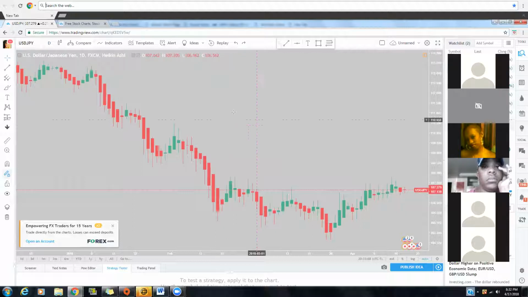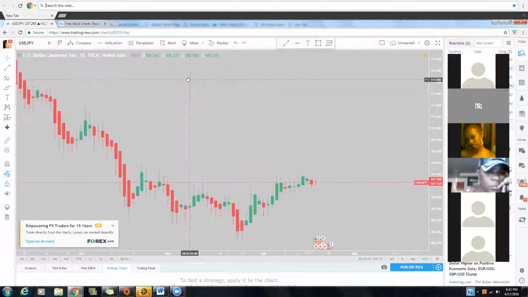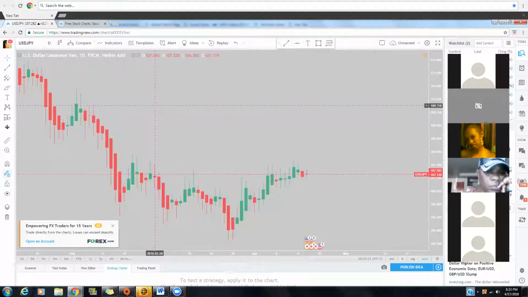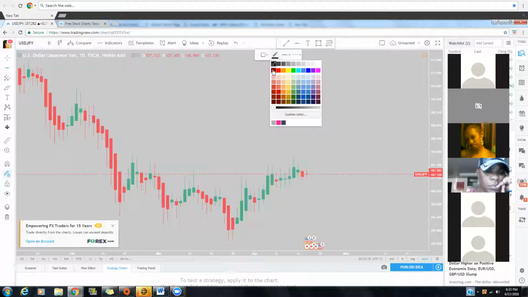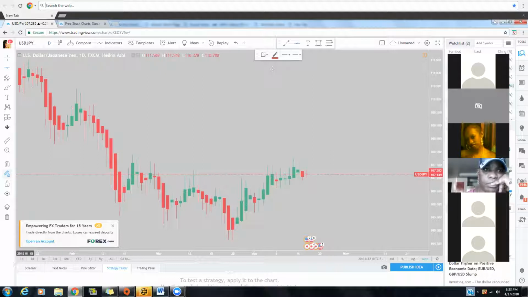So to mark up your daily chart, we want to use our horizontal line, and our daily chart is always marked up in burgundy. We use different colors to signify each chart. So your daily chart is going to be burgundy, your 4-hour chart is red, and your 1-hour chart is orange, and your 15-minute chart is yellow. So pretty much the colors go straight down the line. Easy peasy.